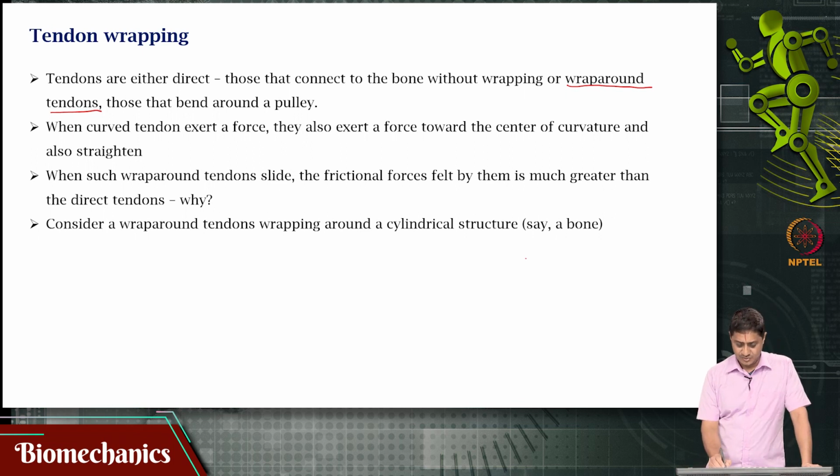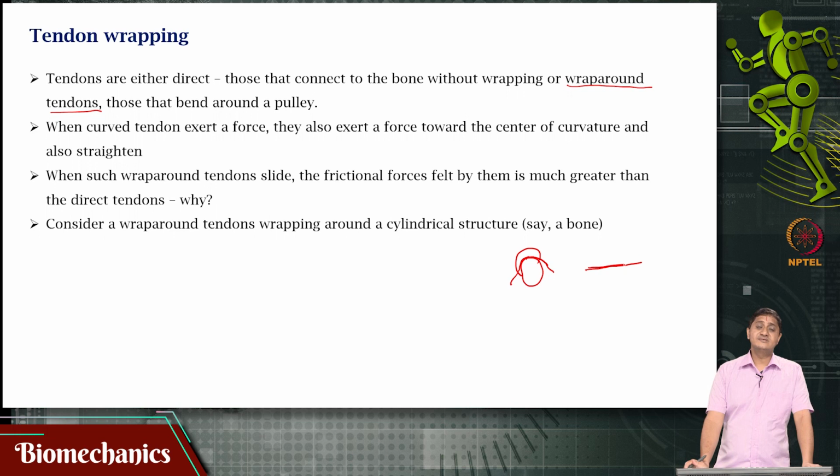Let us say there is a bone, a cylindrical structure, and a tendon wraps around, stays in contact, and then goes out like this. The friction felt by this tendon is much greater than the friction felt by a straight direct tendon. Why is this the case?